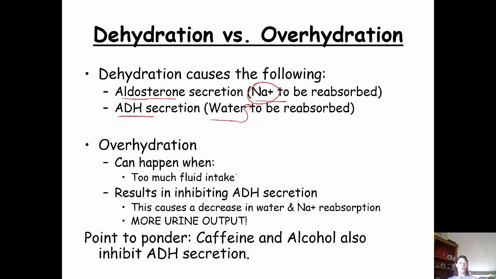Too much water dilutes your blood. And so if you have too much water in your blood, that's going to dilute it. And so that is going to tell your brain, hey, we don't have enough solutes, no concentrations in our blood. Let's turn off ADH, and so that way we don't absorb as much water. And if we don't reabsorb water back into our blood, we're going to pee more.